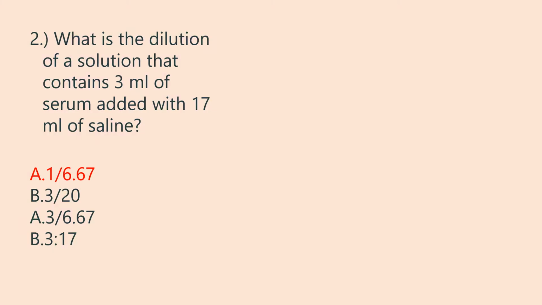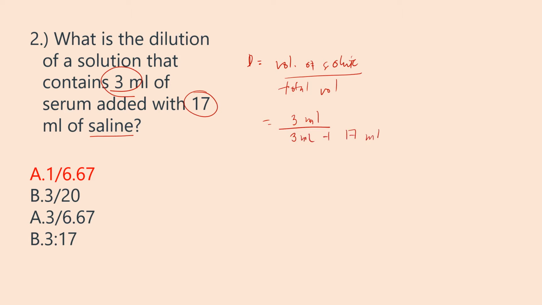We have here another problem, which is looking for the dilution of a solution that contains 3 ml of serum added with 17 ml of saline. So the same process will be applied. Dilution is equal to the volume of solute over the total volume of the solution. So we have 3 ml of serum over solute plus solvent. So that is 3 ml plus 17 ml, which is now 3 over 20.